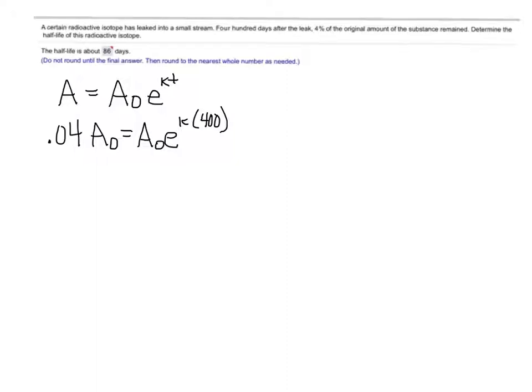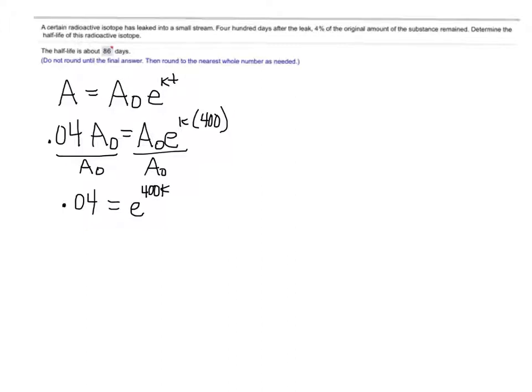Now we want to simplify this as much as possible, and we're going to figure out what our rate of decay is here, solve for k, and then we're going to use that to figure out what the half-life is going to be. So we're going to divide both sides by a sub 0, and we'll have 0.04 is equal to e to the 400k.